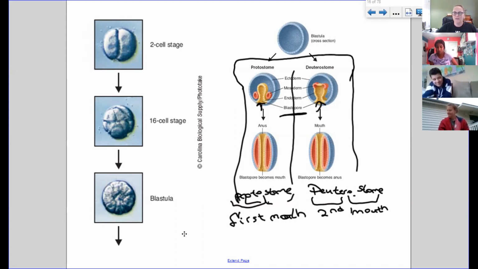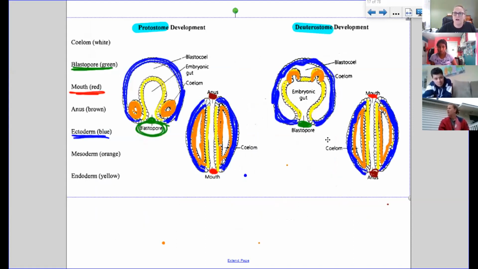All right, so here's a picture that's on your notes. Does everybody see this on page 4? It should look exactly the same, and this is showing you the blastopore is the green area. That's where it's going to start indenting. And if you were a protostome, then that blastopore becomes your mouth. If you're a deuterostome, that blastopore becomes your anus. And look, just because I'm 5, I made anus brown.